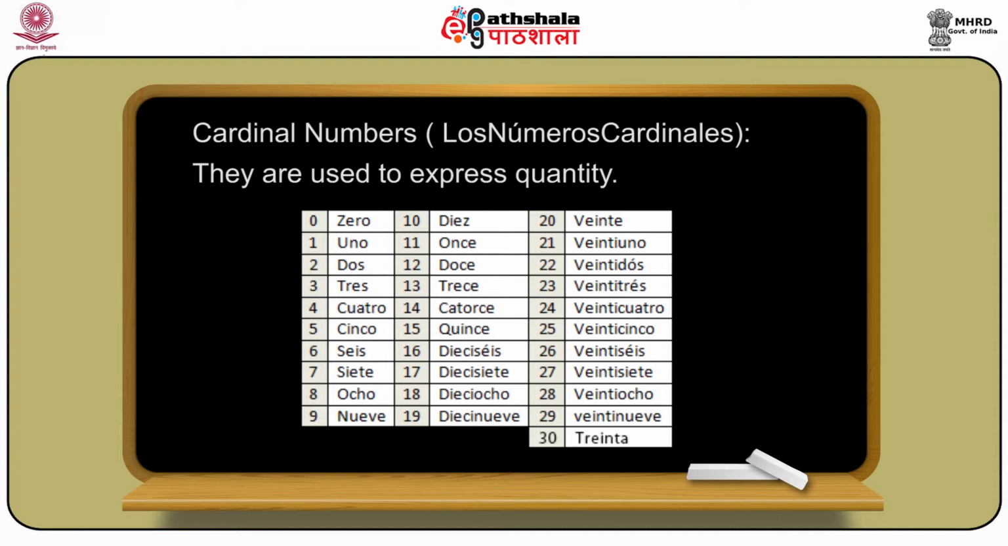Then from 11 to 20 they are once, doce, trece, catorce, quince, dieciséis, diecisiete, dieciocho, diecinueve, veinte. So these were numbers till 20, and please pay attention that on 16 there is one accent on the vowel E, that is dieciséis. So from 21 to 30 the numbers are veintiuno, veintidós, veintitrés, veinticuatro, veinticinco, veintiséis, veintisiete, veintiocho, veintinueve y treinta. So these numbers were from 21 to 30.